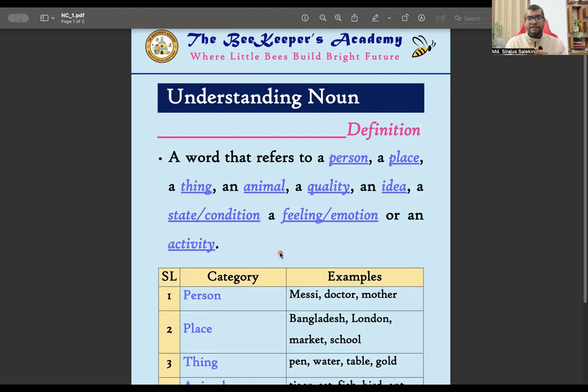So this is the holistic definition of noun, and if you understand this definition very nicely, then you can understand all the types of noun. And later I will cover all five types of noun, including concrete, countable and uncountable.